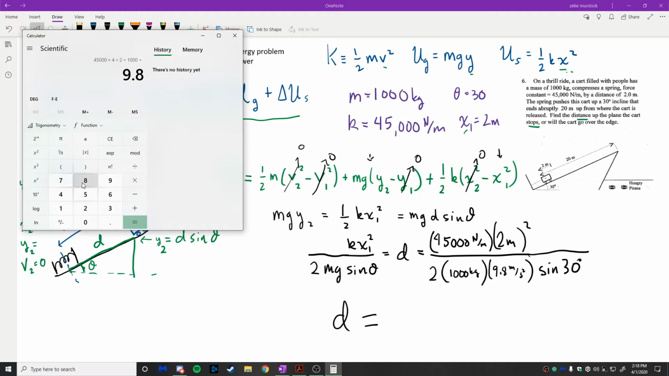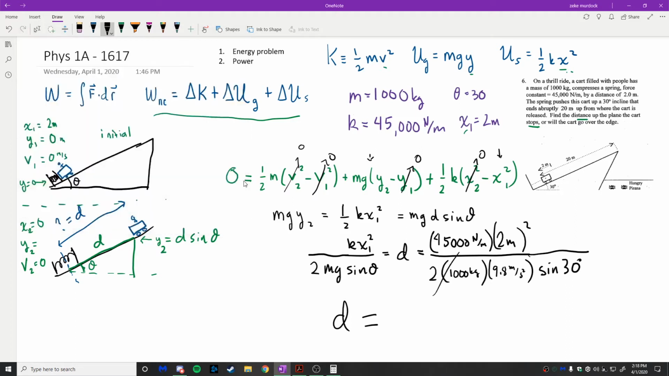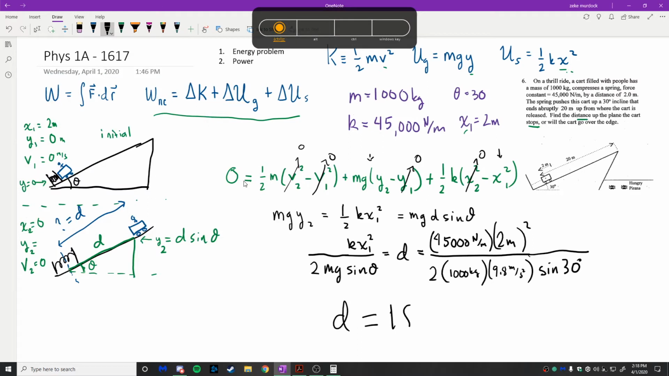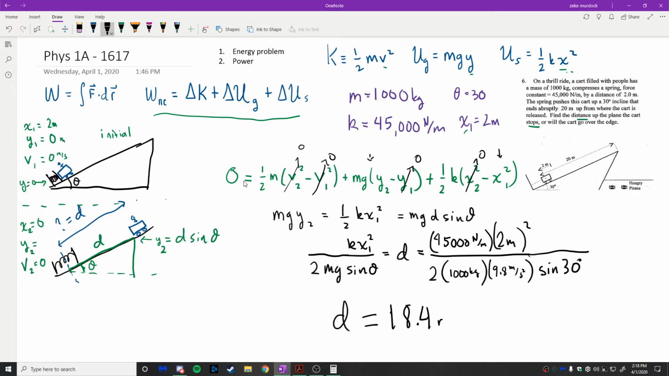18.4. I'm pretty sure that's the right answer. That sounds right to me. I'll finish putting it in here real quick. Yeah, that's also what I got. 18.4 with a whole bunch of digits after it. So that's less than 20, so that means that these people don't actually go over the ledge. You guys have any questions?